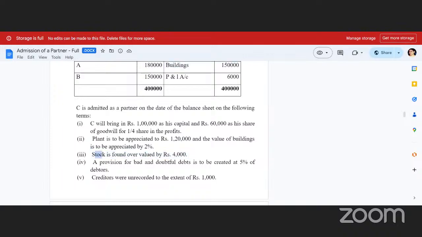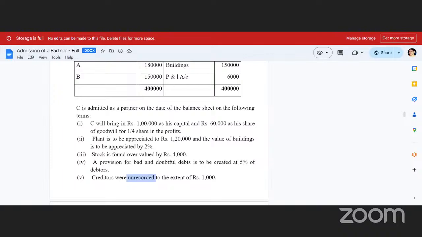Stock decreased or increased? Decreased, ma'am. Very good. Overvalue. And provision for bad debts means should we take an increase or decrease? Decreased. Very good. Creditors unrecorded, in the sense? Creditors increase, an increase of liability.